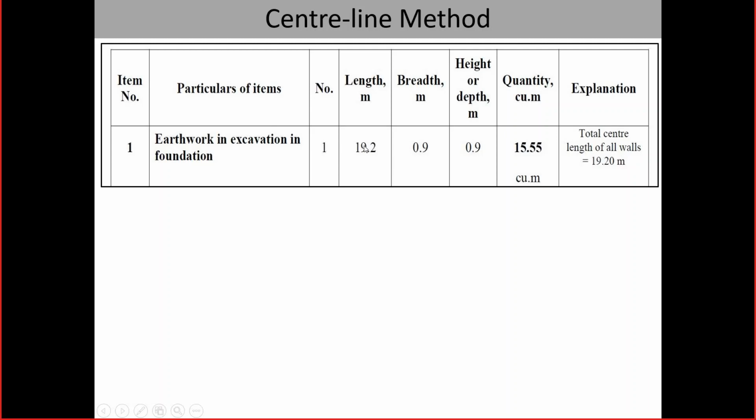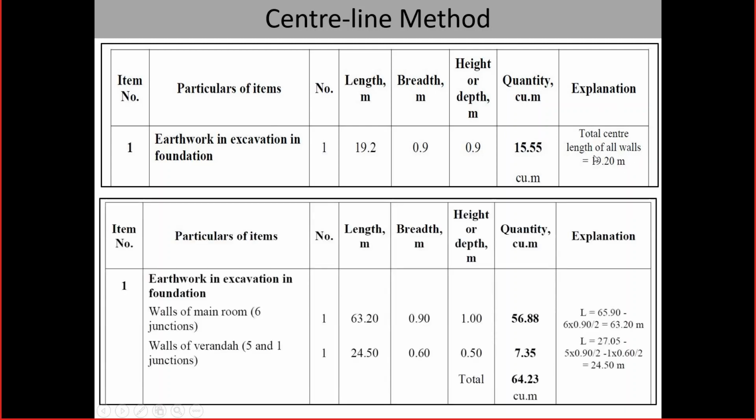So the number is 1 and the total length is 19.2. Let us assume we have got it as 19.2 for the calculation, though it is a different value. And the width of excavation required is 0.9 meter, and from the natural ground level, let us assume we are going with a depth of 0.9 meter. Total quantity is given by 19.2 into 0.9 into 0.9 into 1 gives this value, right? In the explanation or remark, I have just said the total centerline length as 19.2 meters.